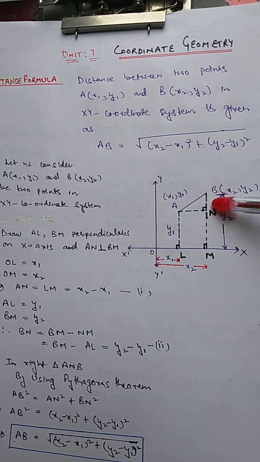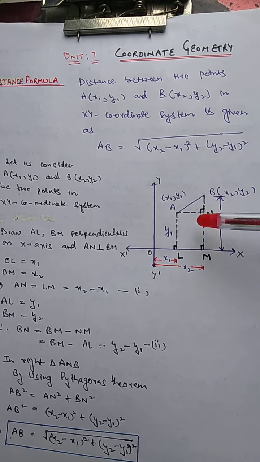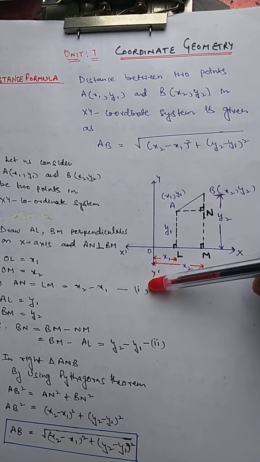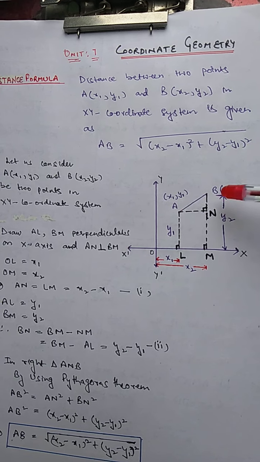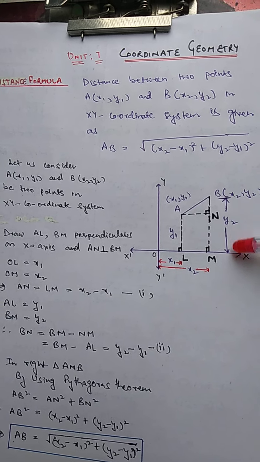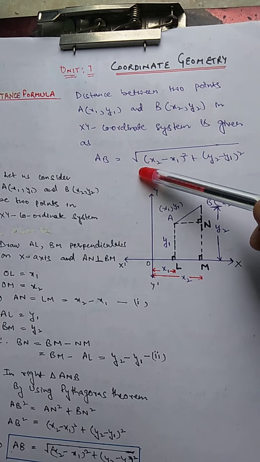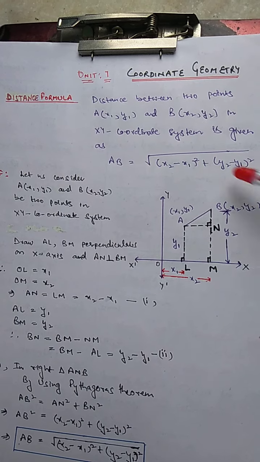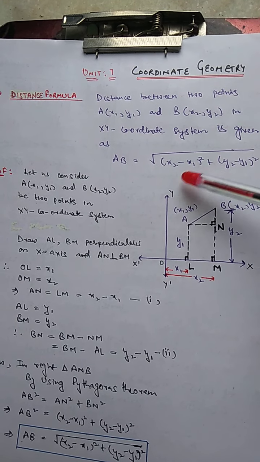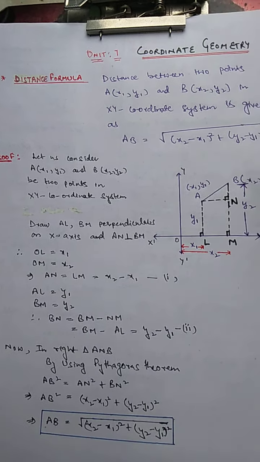In the same way, there is a point which has coordinates x2, y2. It means the distance of B from the y-axis is x2 and the distance of B from the x-axis is y2. So the distance between any two points is given as under root of (x2 minus x1) square plus (y2 minus y1) square. That is the square root of the squares of their respective coordinate differences. So now let us derive this formula.